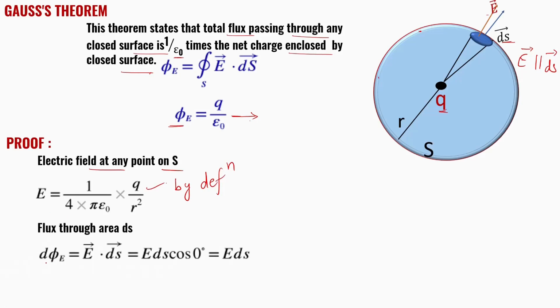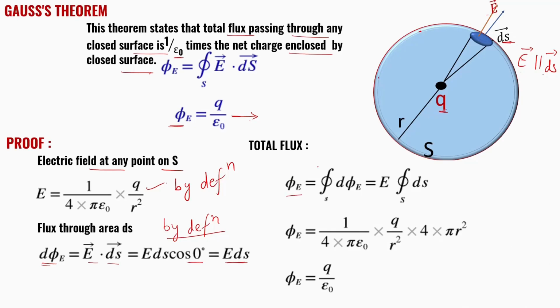Next, we also know that the flux associated with this area element dS, by definition, is E dot dS. Here I have already told you E and dS are parallel to each other, so the angle gives cos 0 degree, and it comes out to be E dS. Similarly, what will be the net total flux? If we divide this entire surface area into different area elements dS, and compute the flux associated with all these small area elements, we have to sum up the entire flux, that is integration of d phi small, that is E dS.